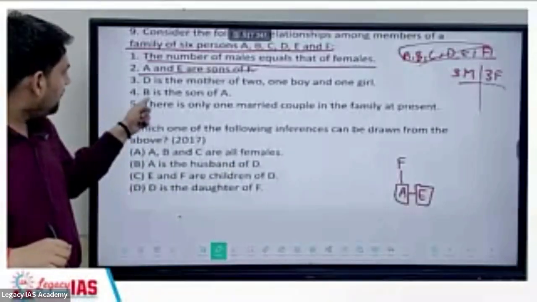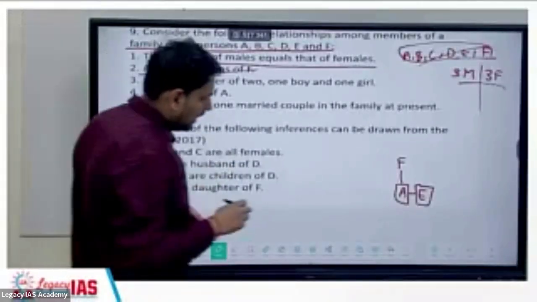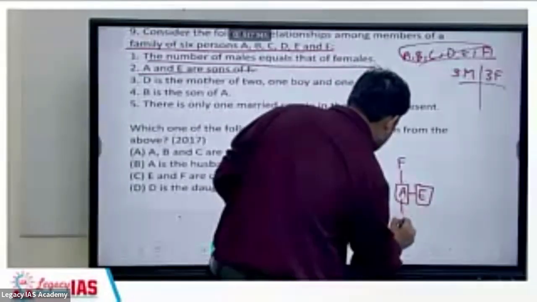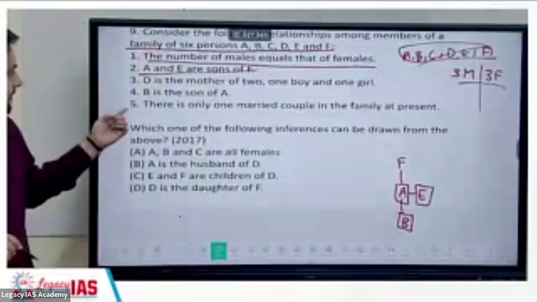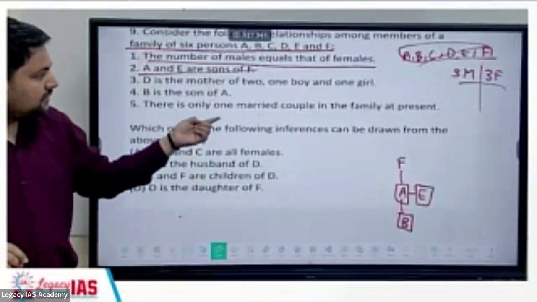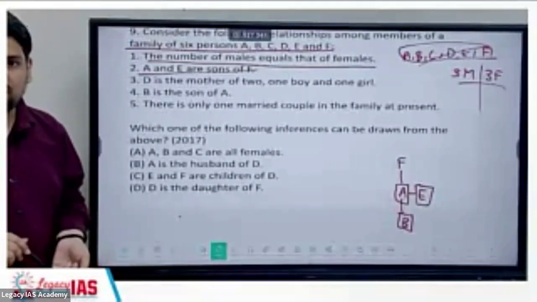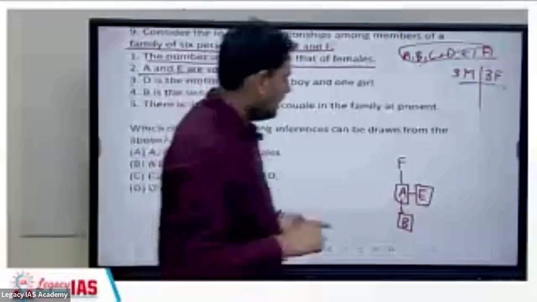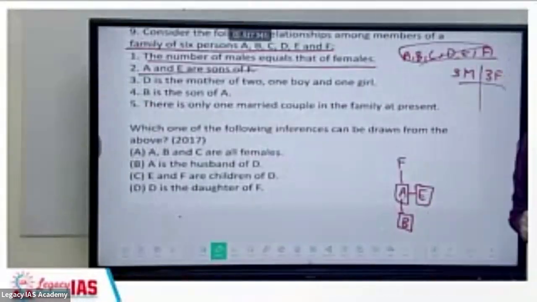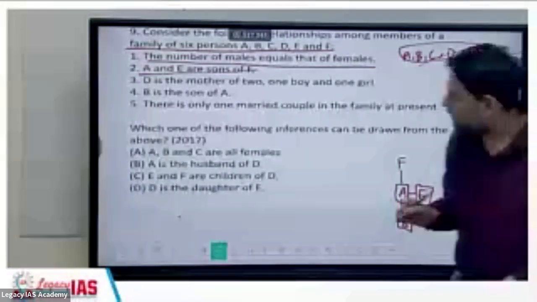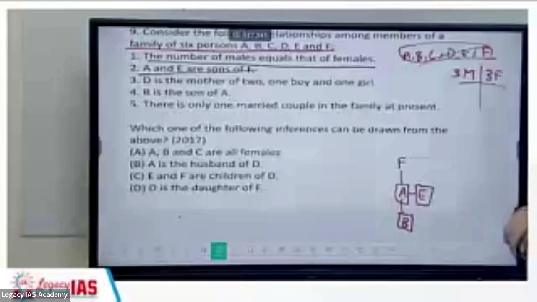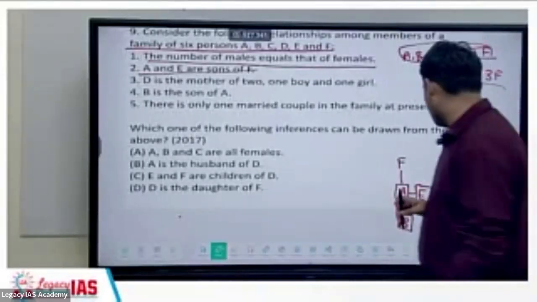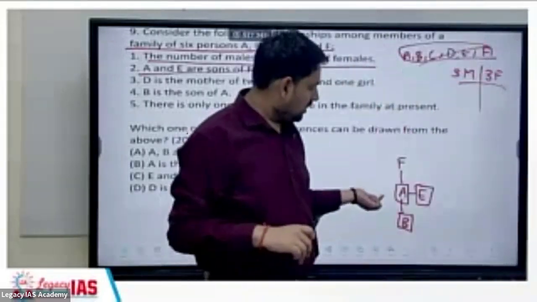Then B is the son of A. Correct? B is the son of A. There is only one married couple in the family at present. Okay, what remains? D is the mother of 2, one boy and one girl. So where can D really lie?